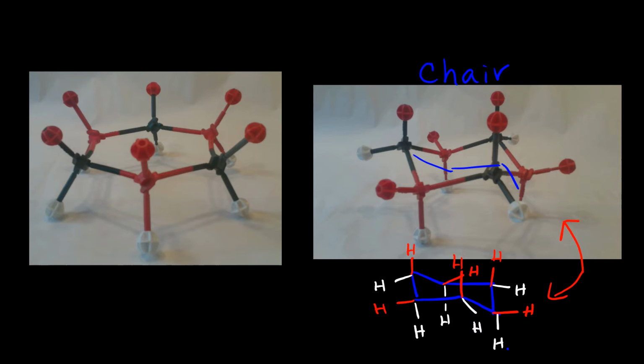So I'm going to go ahead and label these carbons just arbitrarily. I'm going to number them. Let's try 1, 2, 3, 4, 5, and 6. And then I'm going to show you the way I have that represented here. 1, 2, 3, 4, 5, and 6.